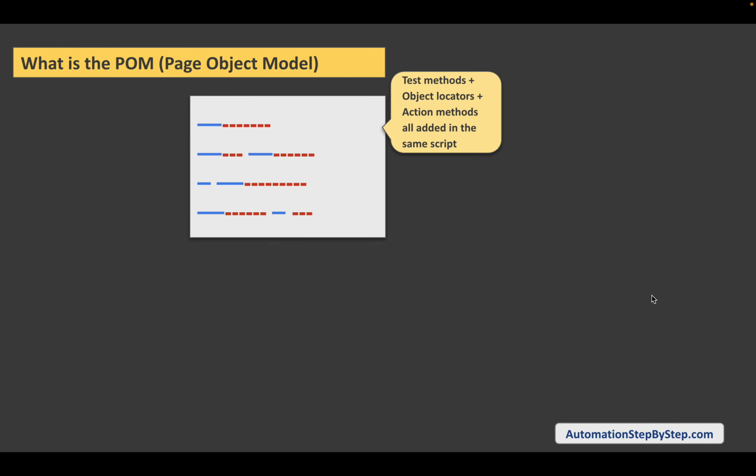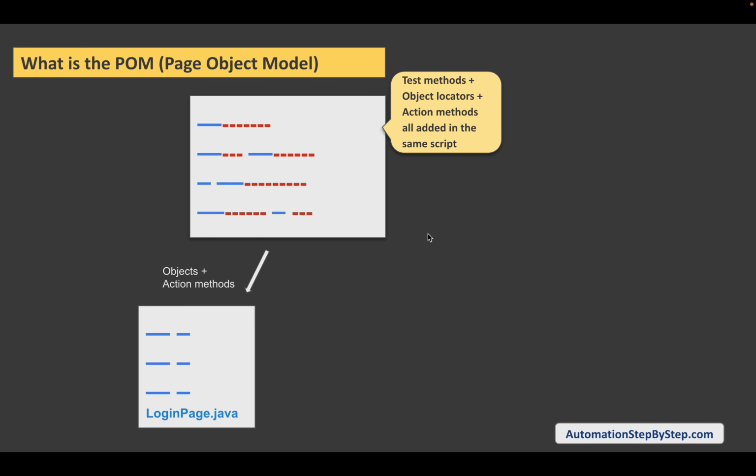Now with page object model, what happens? So let's say as of now this is our script which has the object locators as well as the test scripts, action methods all added at the same place. So here we will separate out the object and the action methods. Objects means the locator of the objects. Let's say we are doing a login test. In that case we are dealing with three objects, that is, one is the username text box, the password text box, and the login button. So the locators we use to locate these objects are the object locators, and the action we do on these objects, like enter username, enter password, click on login button, all these are action methods.